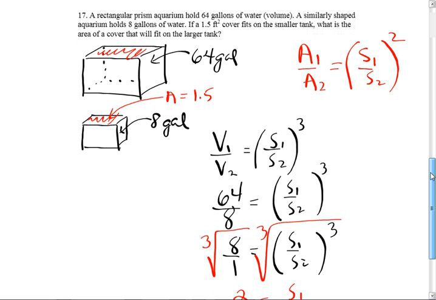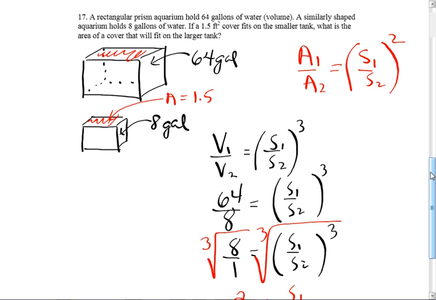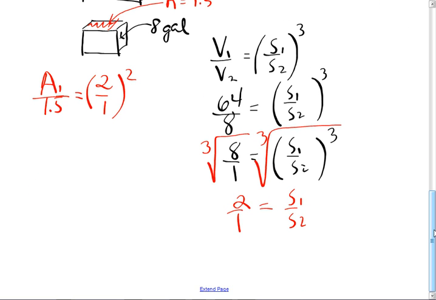Now, to do the area, there it is. It's side 1 to side 2. Okay, I want to find this area, that's A1. The other area is 1.5 equals, and that was 2 to 1 squared. And I'm sure you're going to find mistakes in my answer keys. I didn't check them. So A over 1.5 equals 4. So A equals 4 times 1.5, or 6 square feet.